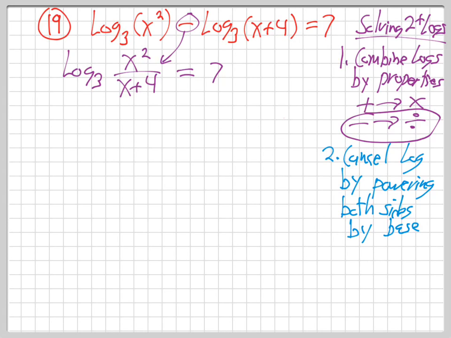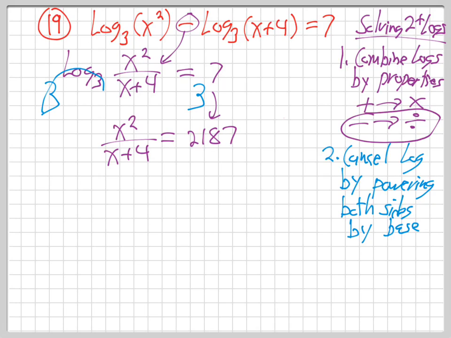So what's the base here? Well, the base is right there. It's 3. The base is clearly 3, so I'm going to power both sides by that base, and that cancels out. Logs and powers are opposites as long as the bases match. The power and the base match, and they'll cancel. So what does that leave us? x squared over x plus 4. And then on the other side, some whopping number. Take your calculator. 3 to the 7th power. It's going to be big. 2187.